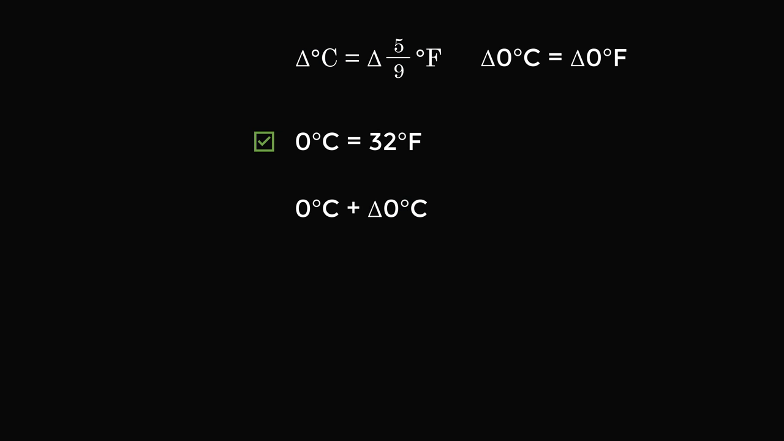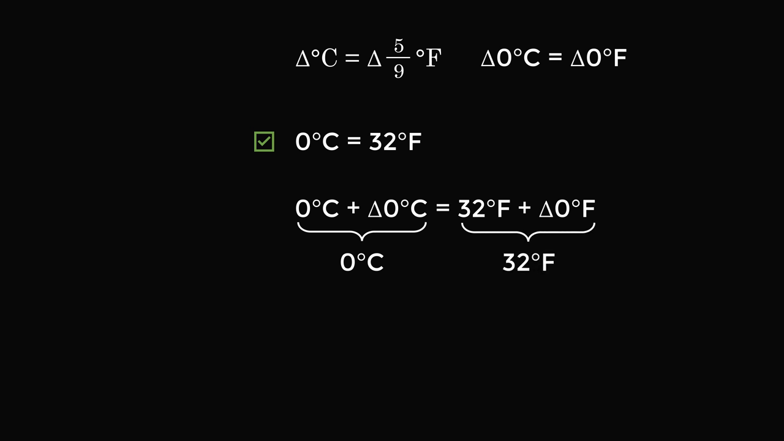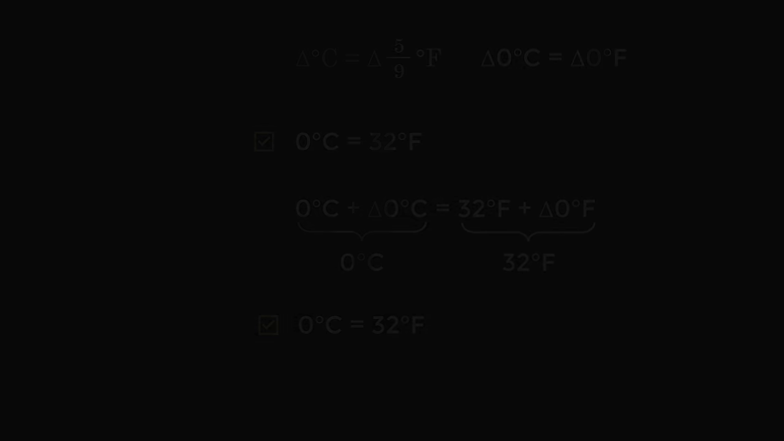So our equation then becomes 32 degrees F, that's the conversion of 0 degrees C, plus a change of 0 degrees F. Now the left-hand side, 0 plus 0, is of course equal to 0. And on the right-hand side, we have 32 plus 0, and that is equal to 32. So we end up with a very boring equation that 0 degrees C is equal to 32 degrees F. So now let's bring it full circle.